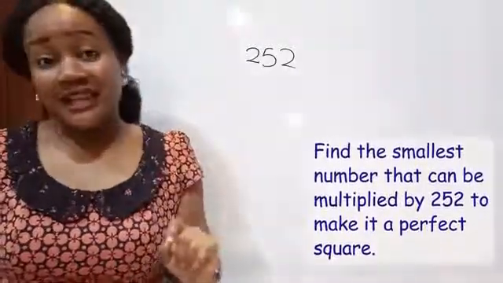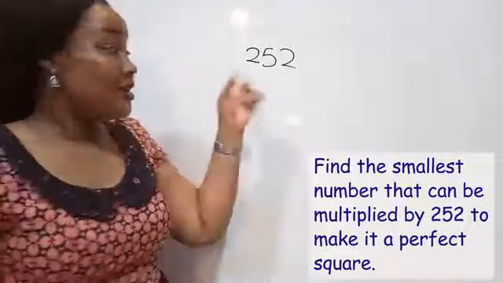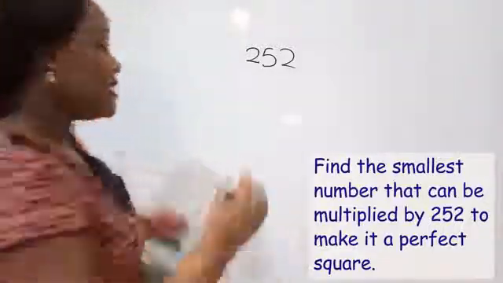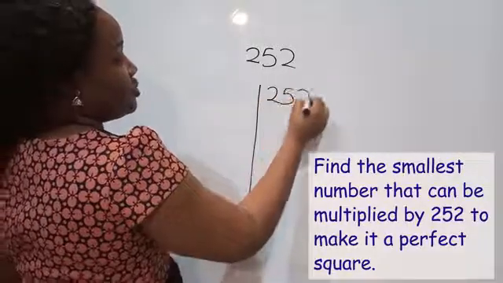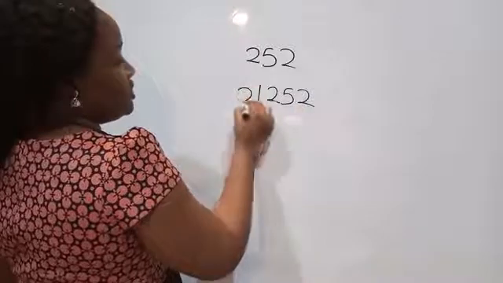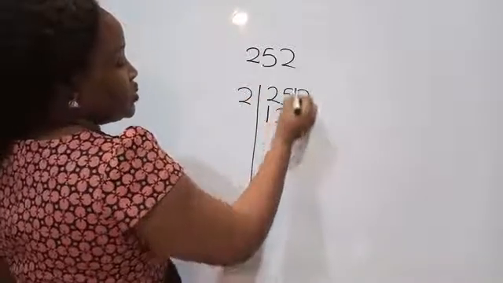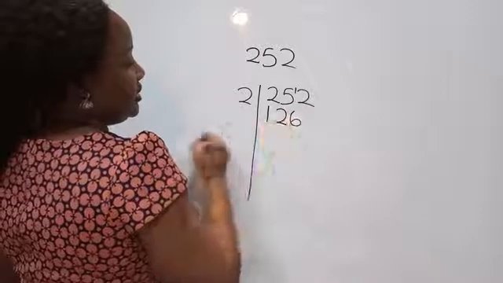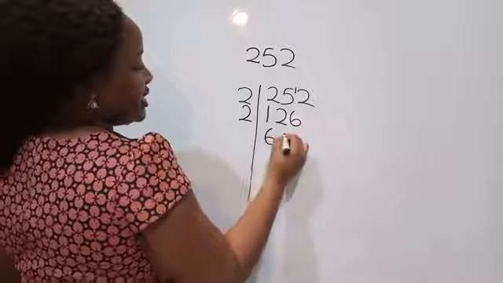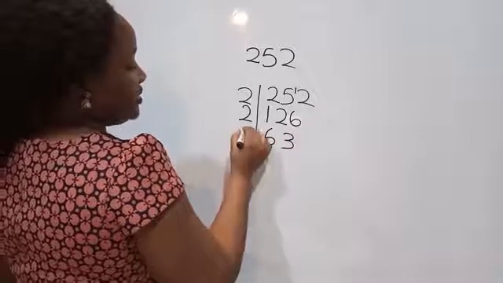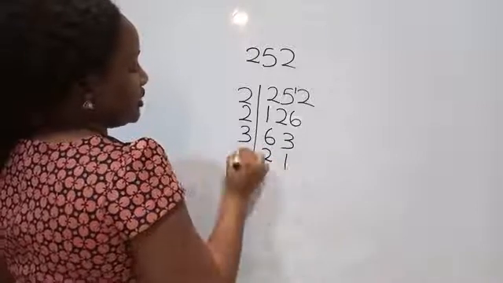And how do we find it? By finding the prime factors of 252. So let's go there. You have 252. Okay, 2 goes into it. You have 1, 2, 6. Okay, we have another 2. We have 6, 3. We have 3. We have 2, 1. We have another 3.